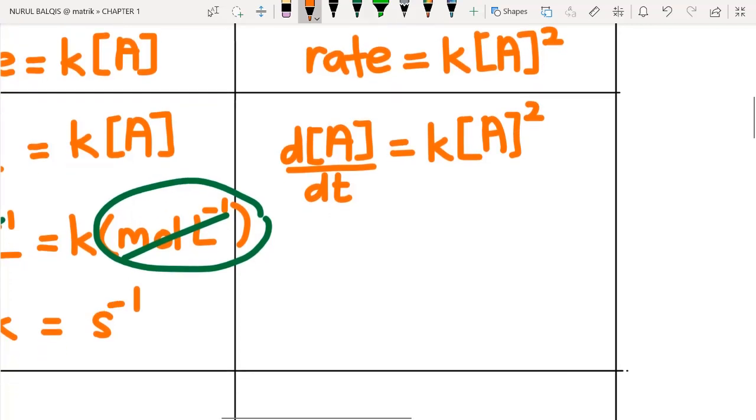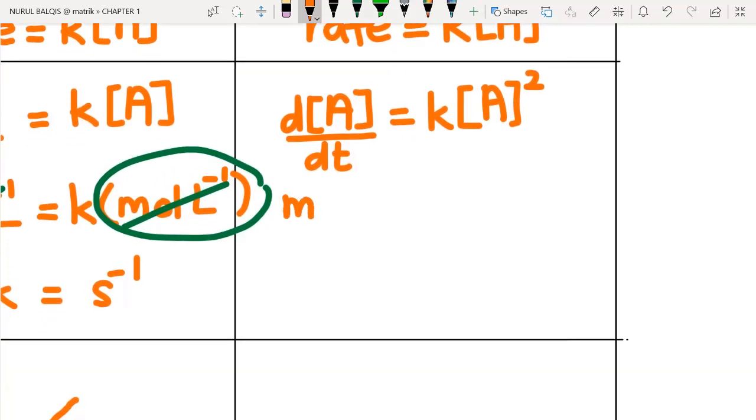Once we substitute the units, we're going to get molar, this time we try to use molar, and then here we have, let's say, second. And then here we have k. And as for the concentration, since we raised it to the power of 2, we're going to have molar squared.